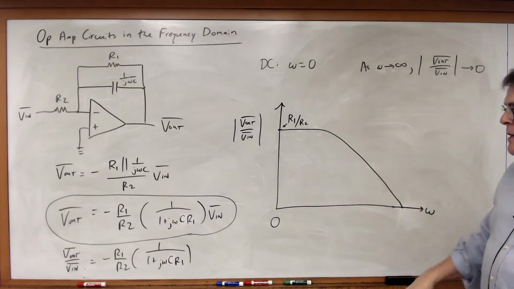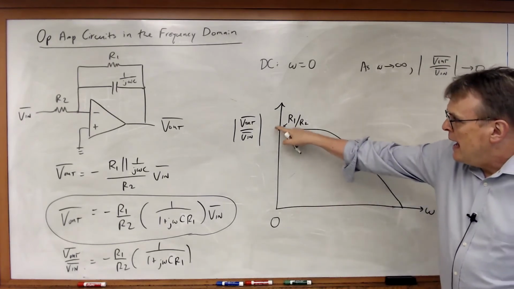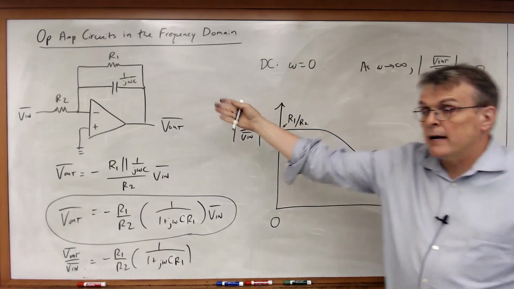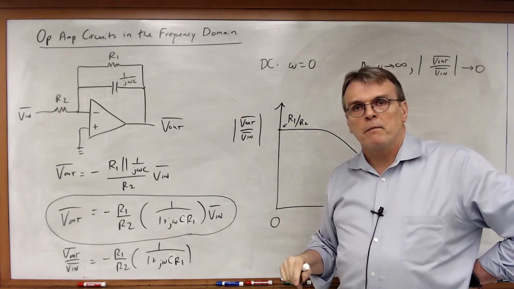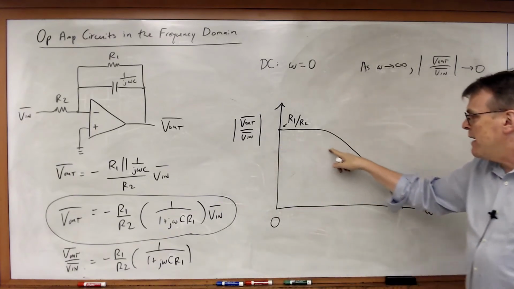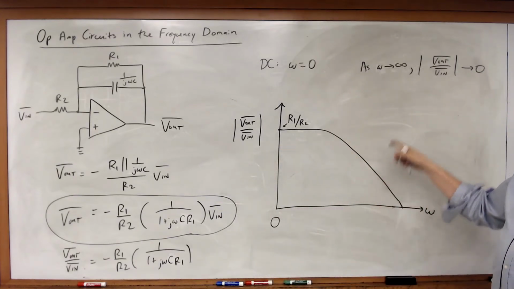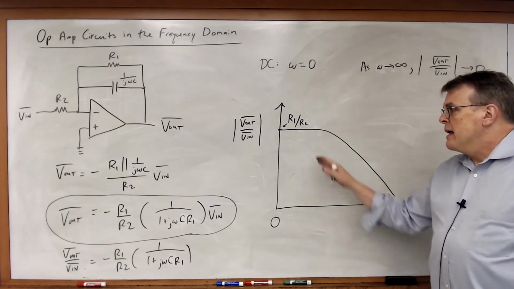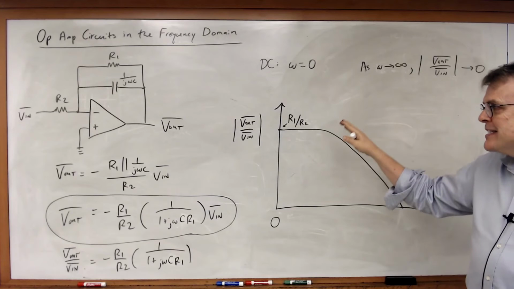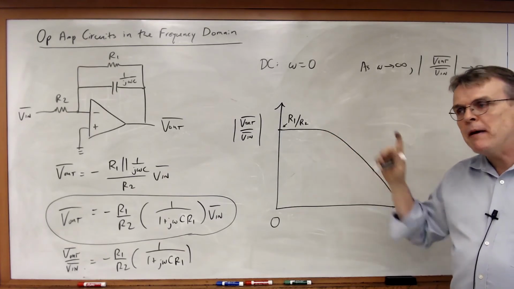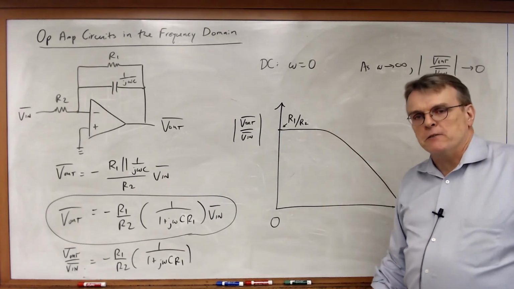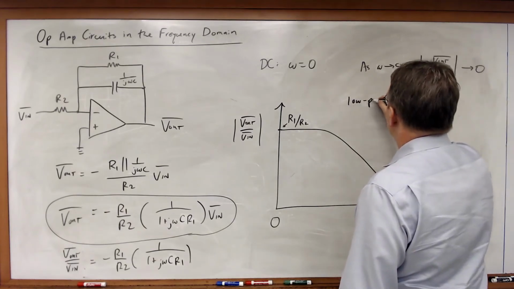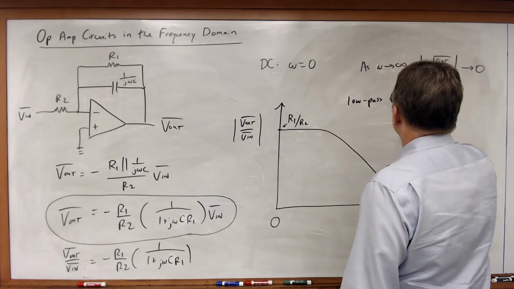What we have here is an interesting circuit. At DC, or at very low frequencies, this circuit acts like a standard inverting amplifier. At very high frequencies, V out goes to 0. It doesn't amplify at all. This circuit is selective in its behavior depending upon the frequency of the signal. We have a name for this. We call this a low-pass filter circuit.